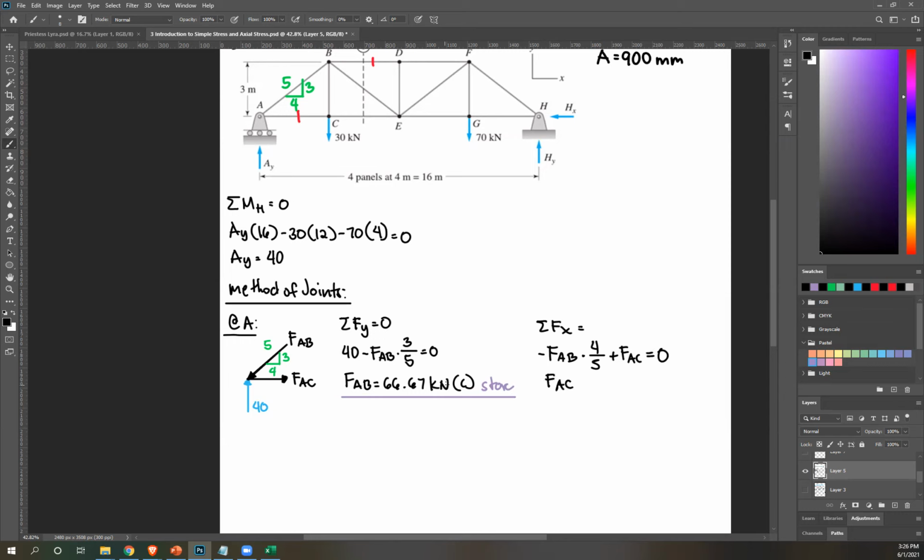Considering FAB is 66.67, please use the stored value. Correct, it's 53.33. Correct.